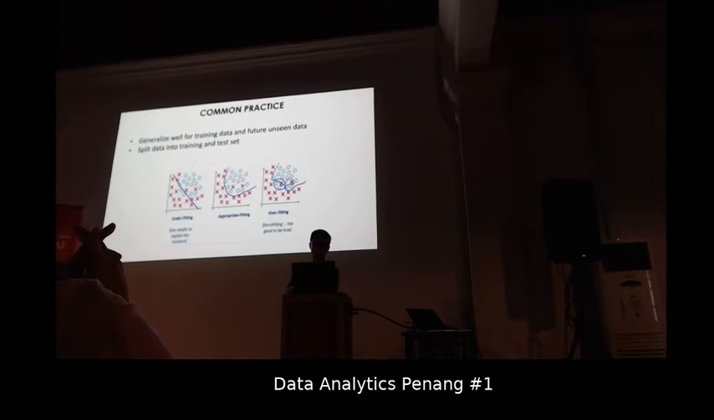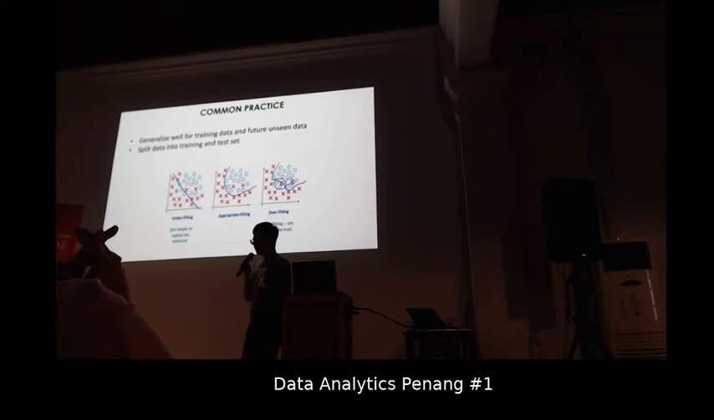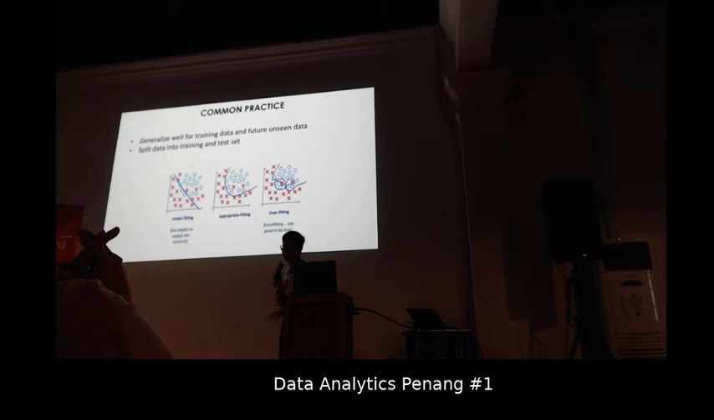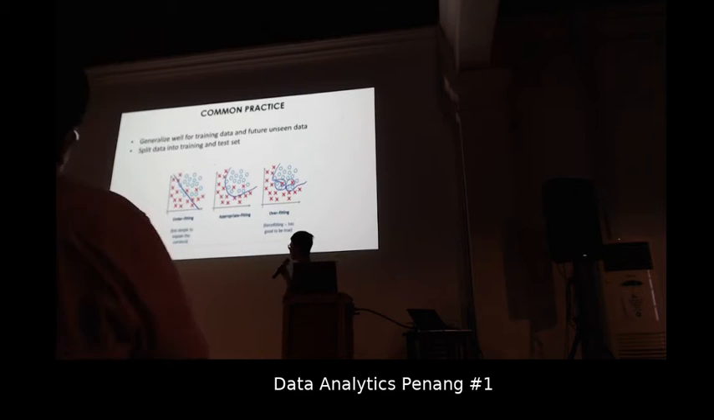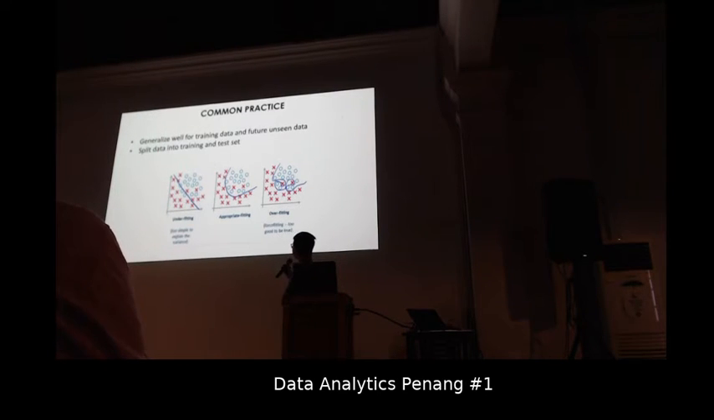And usually, if we have input data, for example 1,000 rows, maybe we will split it by an 8-2 or 7-3 ratio, and then we will designate 70% as the training data and 30% as the test data. What we usually do is use 70% to train the algorithm and use the 30% to test the accuracy and performance of the machine learning model. And this will ensure that we are not underfitting, and at the same time we are also not overfitting.